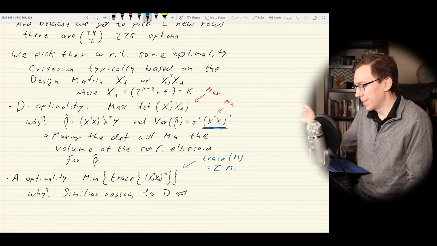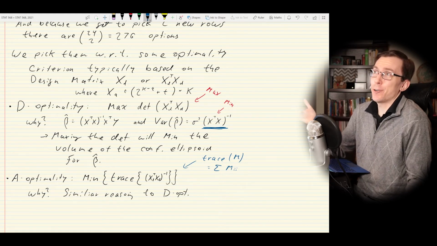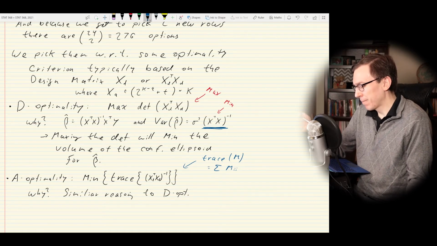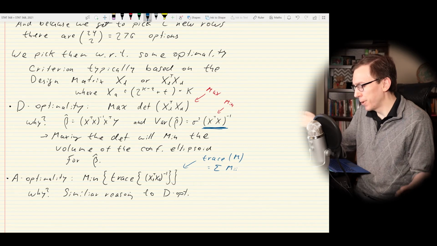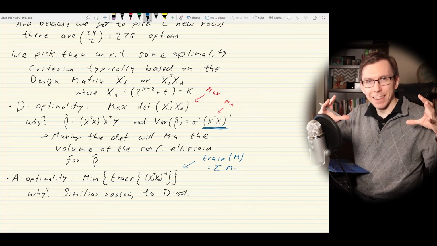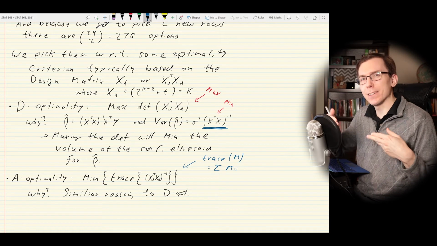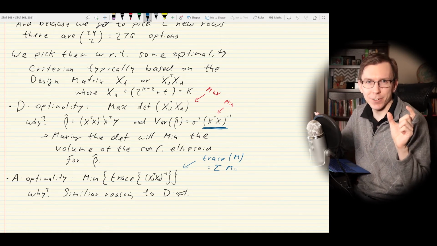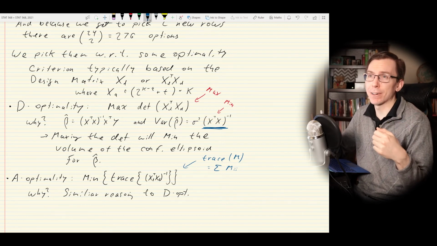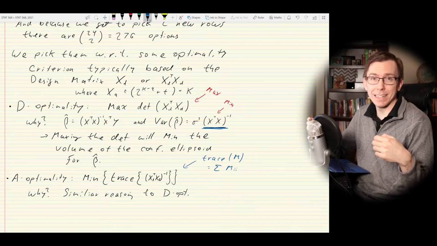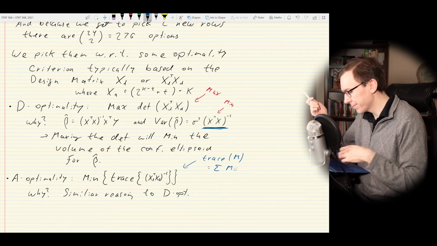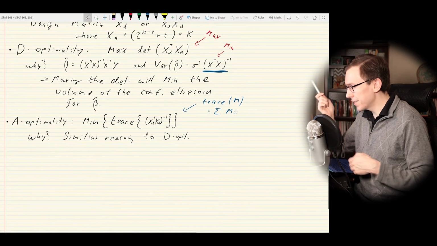How does it differ from the determinant? Well, they're not equivalent, but they're doing the same type of thing. By maximizing the determinant or minimizing the trace, we're both trying to, in some sense, shrink the variance of the least squares estimator as much as possible. That means we're going to get tighter confidence intervals. That means we're going to get more powerful statistical testing when we want to test for significance of certain main or interaction effects. So again, those two things, very nice.